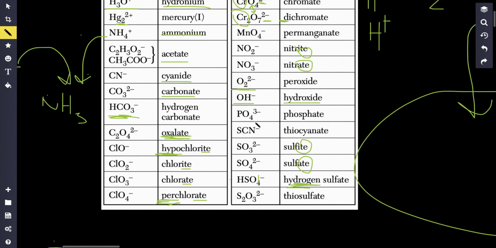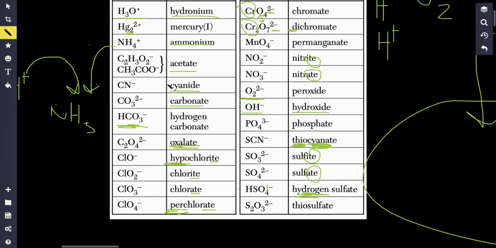Now, phosphate, PO4 3-. There's no phosphite here, but phosphite is also a thing. From the name, you'd probably guess that phosphite has fewer oxygens than phosphate. Once again, ates have more oxygens than ites. And finally, thiocyanate. When you see this word thio, you should be thinking sulfur. So I'm thinking about sulfur, and I'm also thinking about cyanate, and cyanate reminds me of cyanide. So this is going to be a sulfur with my cyanide ion. That's how I remember that one.